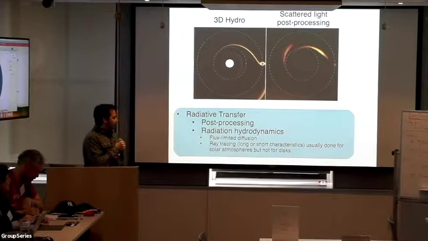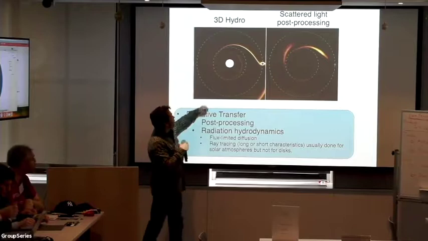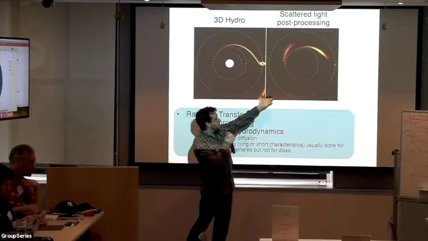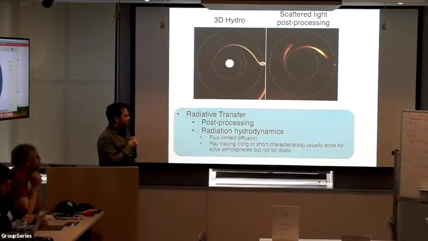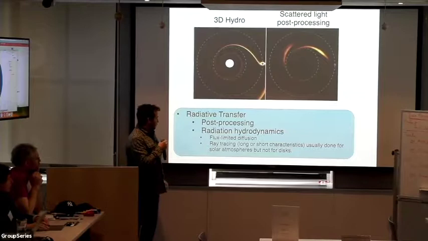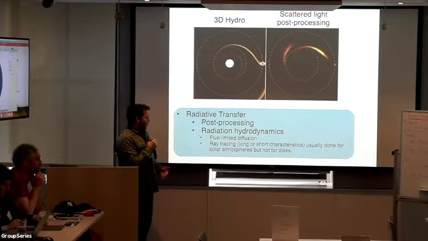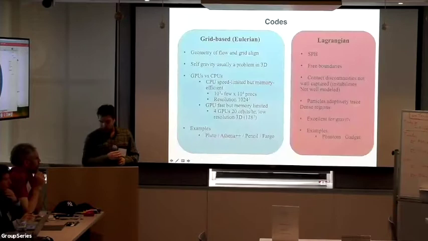So what is usually done is that we only do post-processing through Monte Carlo. What you're seeing here is a planet in a protoplanetary disk. This is the 3D hydro density field that you get. Then you pass that through a radiative transfer code to get what the image would look like. To include the radiation transport in the hydro, many approximations are needed, like FLD, flux limited diffusion. Other fields actually do ray tracing, but somehow that has not made it yet to disk modeling. Ray tracing definitely would be a good avenue to move to.